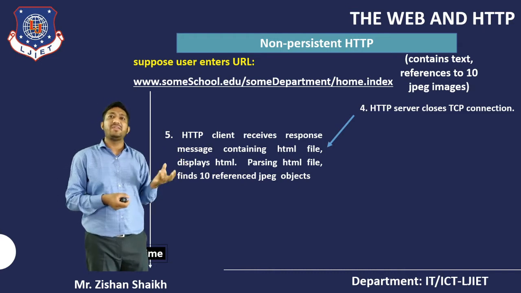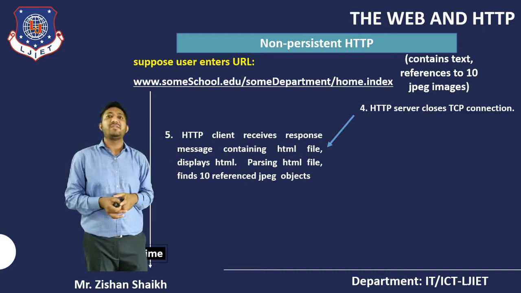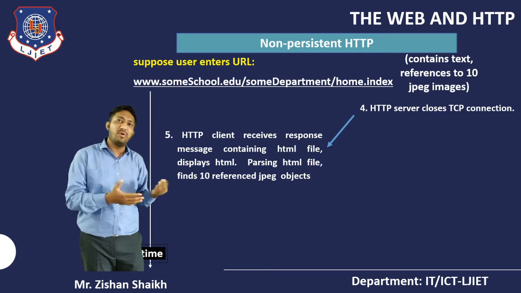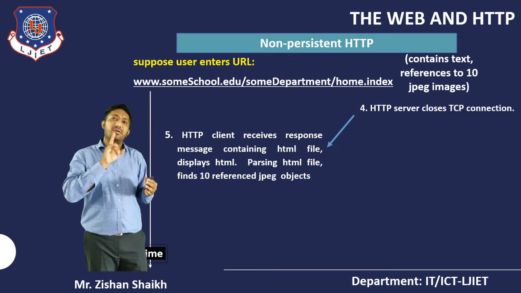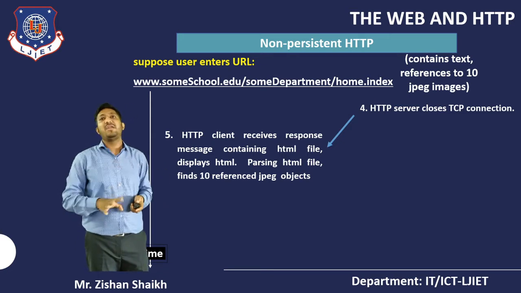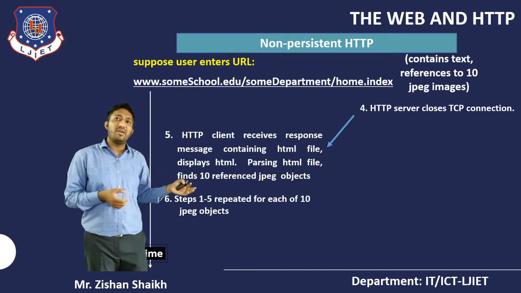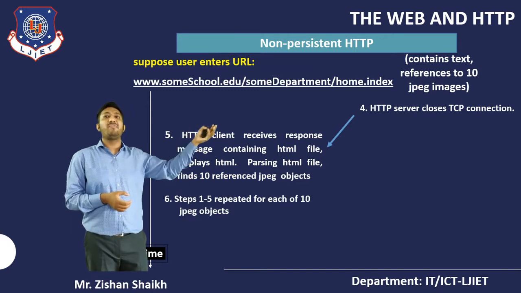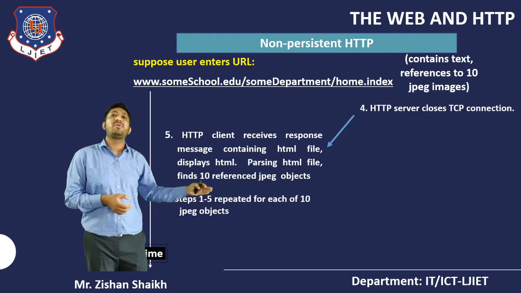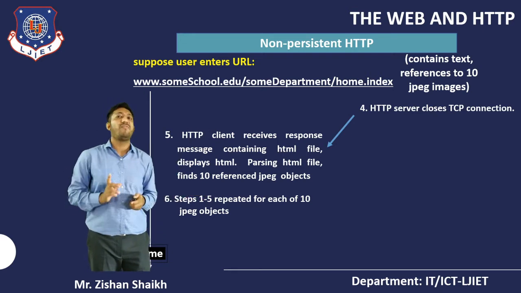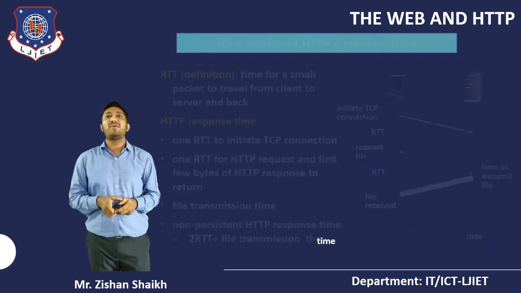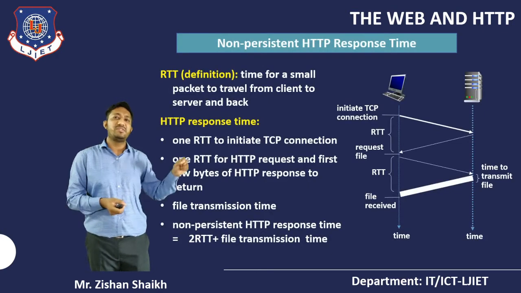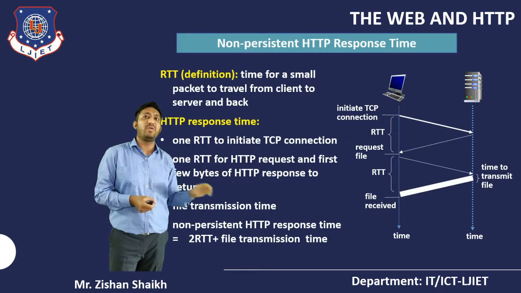The HTTP client receives the response message that contains the HTML file to display, but only one image is downloaded. So for each and every data item we want to download, we have to repeat steps 1 to 5. This is how non-persistent HTTP follows the steps.